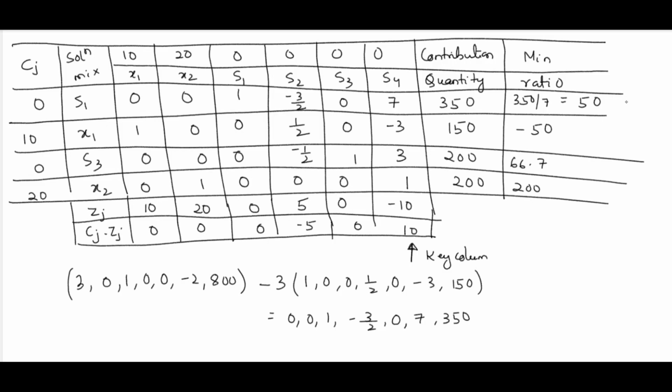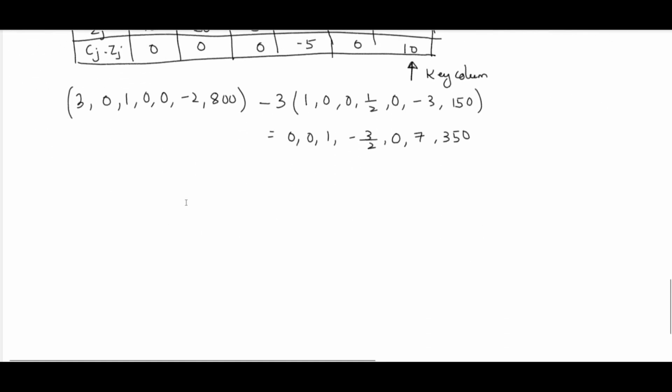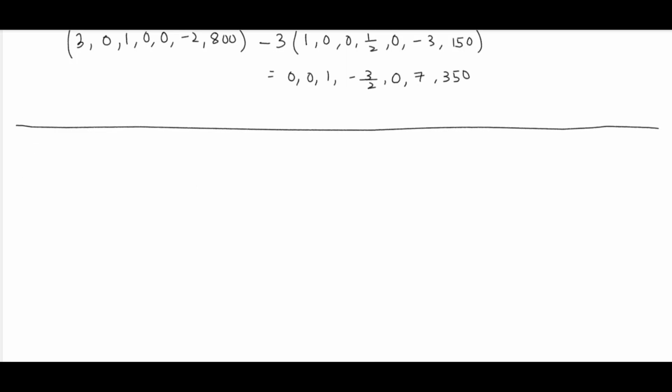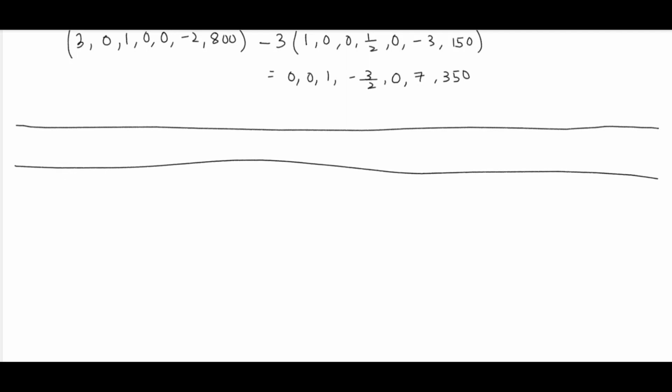Now the minimum ratio means this is the minimum ratio, it is the key row. The intersection element of key column and key row is the pivot, so S4 is the incoming element and S1 is the outgoing element in the new matrix. Similarly, you prepare the next matrix. You can see how many iterations we are working out; the process is simpler but it is lengthy.